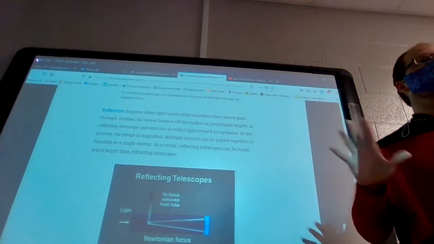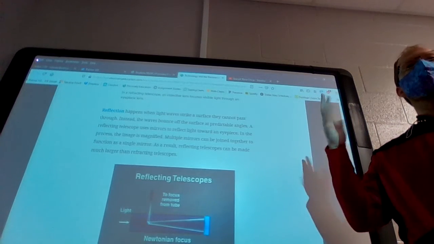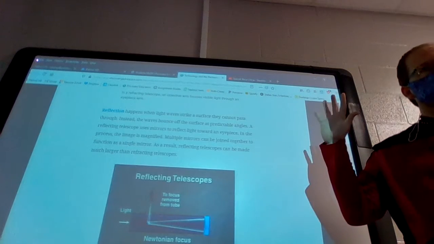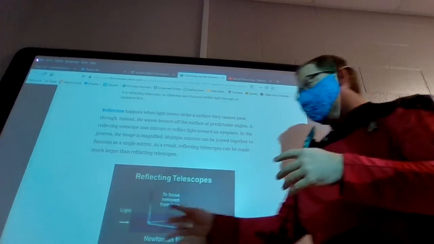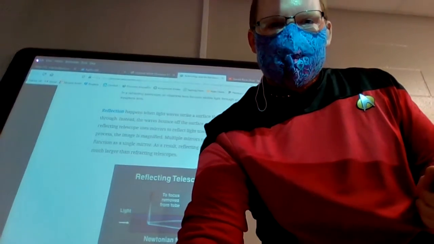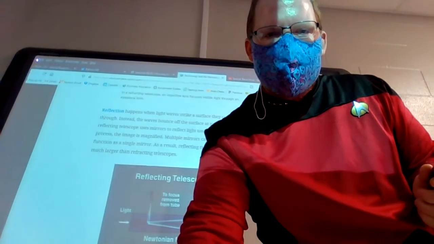They have a lot of different sections of mirrors that they put together, and they even fold it up before it gets out into space. And then once they get to space, they unfold it. And it reflects everything right to the point where they need it to be. So that's the difference between reflection and refraction. I think they ask a question about that.